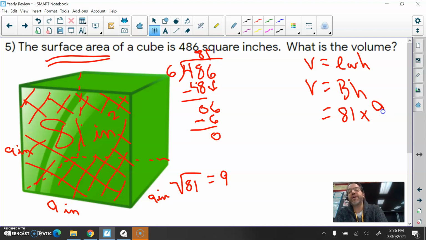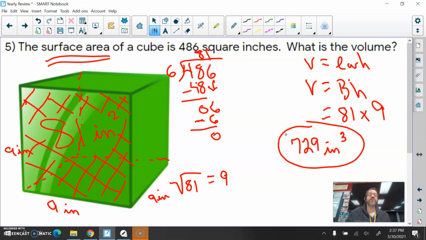So 81 times 9 will give us our volume: length times width times height, 9 times 9 times 9. And that equals 729. Look at my label though. It's cubic inches. Volume is always cubic inches. So we had to work backwards, starting with the surface area of the cube. We divided by 6 to find the area of just one face. And then once we know that's 81 square inches, the dimensions are 9 inches. 9 times 9 times 9, length times width times height, gives you the volume, 729.